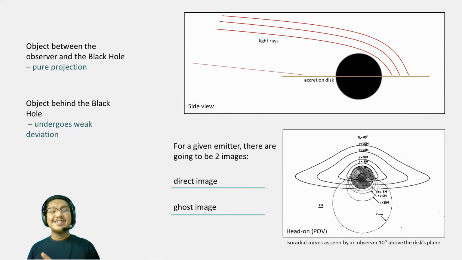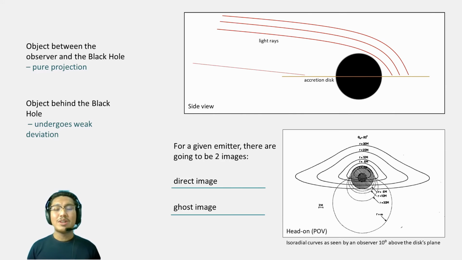Now, understanding the bare black hole, we can finally include the accretion disk. For objects between us and the black hole, we will just see them as a pure projection, while as for objects behind the black hole, we can see them due to the fact that they undergo weak deviation and the light ray bends towards us. So what this all means is that theoretically speaking, when we look at the black hole head on, it will look like the image on the lower right over there.